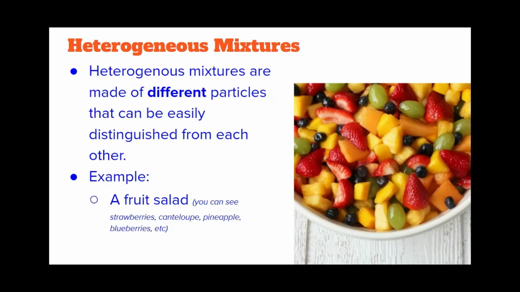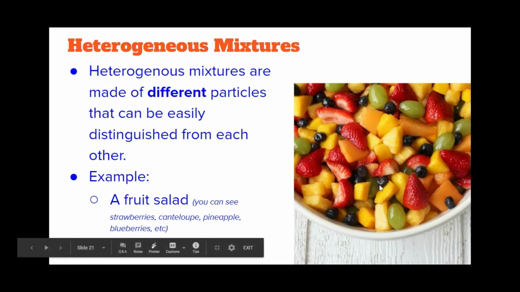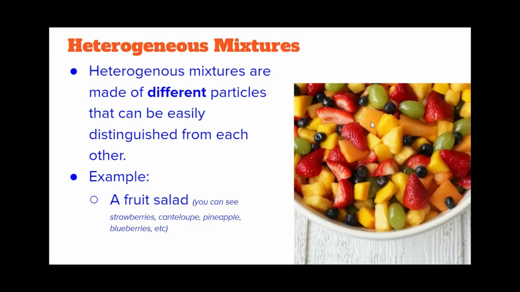A heterogeneous mixture is a mixture that's made up of different particles that can be easily distinguished from each other. An example of this is like a fruit salad. In this picture here, to the right, you can see strawberries, you can see cantaloupe, you can see pineapple, blueberries, etc. Lots of different particles that you can easily tell from one another, and if you wanted to, that you could take apart.